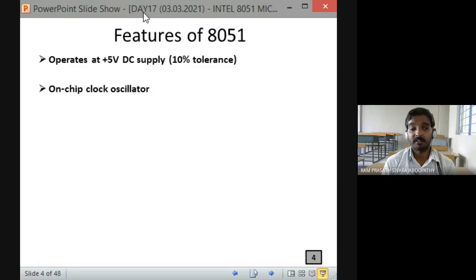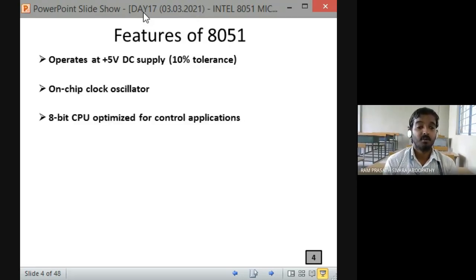Like your 8085 microcontroller, here also we have an internal oscillator, so that you can connect the crystal outside to generate the clock pulse. Fine. So with this you can conclude the size of the 8051 microcontroller. It has an 8-bit CPU optimized for control applications. That means what? Yes, 8051 is an 8-bit microcontroller.